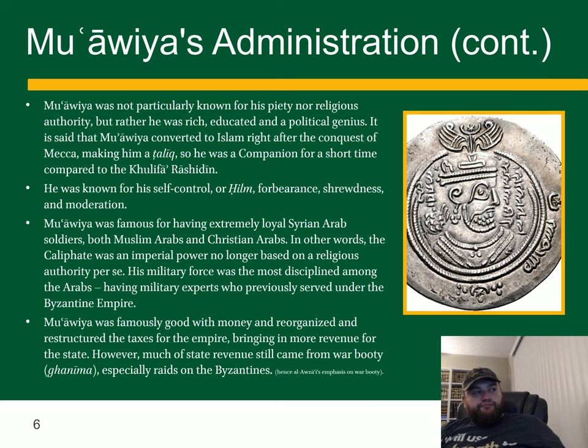And speaking of money, Muawiyah was famously good with money, like Uthman. And he reorganized and restructured the taxes for the empire. So he was like a fiscal genius as well as a political genius, right? He was just a very good administrator. And he brought in tons of revenue for the state because he raised taxes significantly.